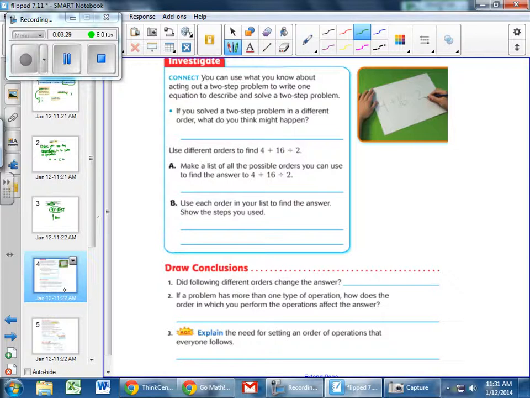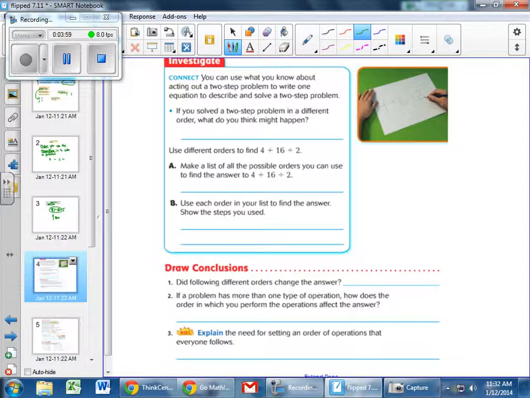We're going to do some investigating and some experimenting today in order to better understand what the order of operations is and how it helps us in math. So we're going to use what you already know about acting out a 2-step problem to write one equation to describe and solve a 2-step problem. You need to be on page 295. The first one says, if you solved a 2-step problem in a different order, what do you think might happen?